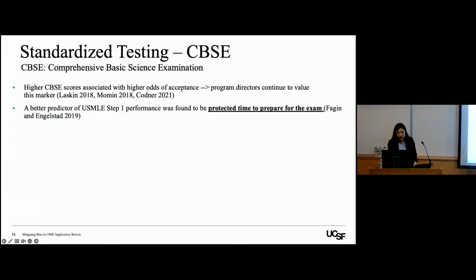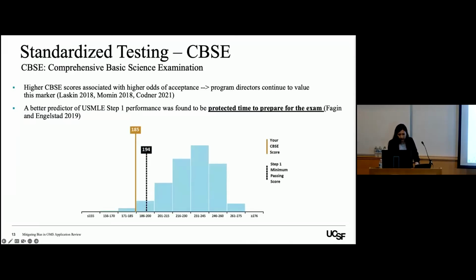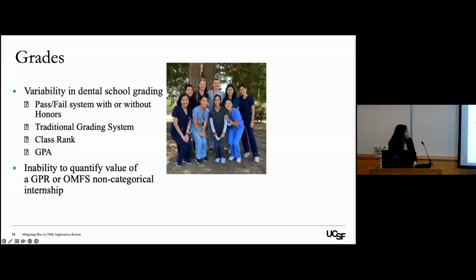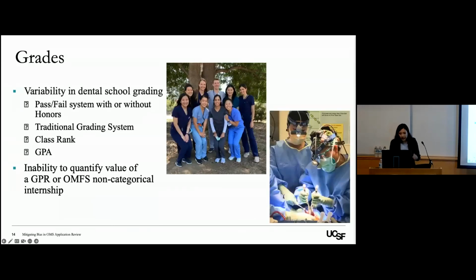In fact, the best predictor of OMS residency performance on USMLE is, you guessed it, dedicated time to study for the exam itself. And we'll jump into grades. Grades, class rank, and GPA are incredibly difficult to interpret as some schools use A's, B's, C's. Others use P's and H's, or passes and honors. Some grade every course, others only some. And applicants may be coming straight from school, from private practice, from GPRs or non-categorical internships, of which I have done both. Unfortunately, these two experiences are not well captured in their grades.